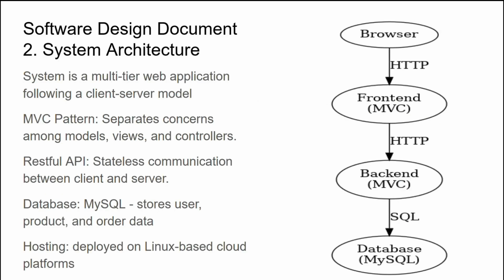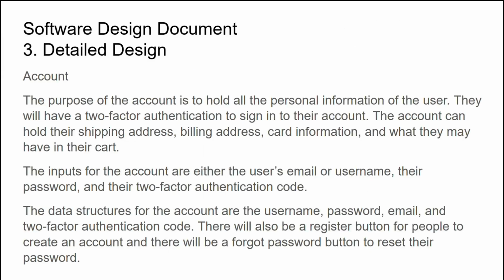The system architecture follows a multi-tier web application following a client-server model. The MVC pattern separates concerns among models, views, and controllers. The RESTful API provides stateless communication between client and server. For the database, we use MySQL, which stores user, product, and order data, and then hosting is deployed on Linux-based cloud platforms.